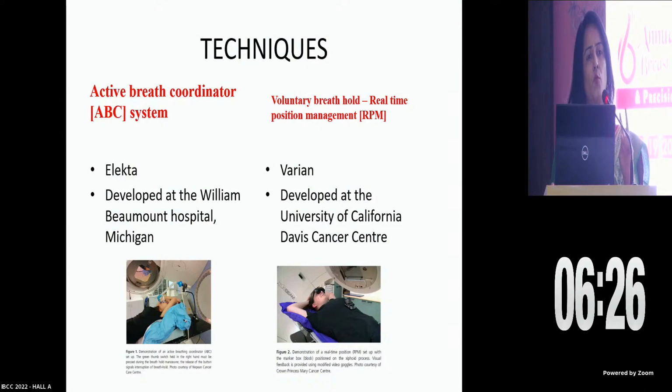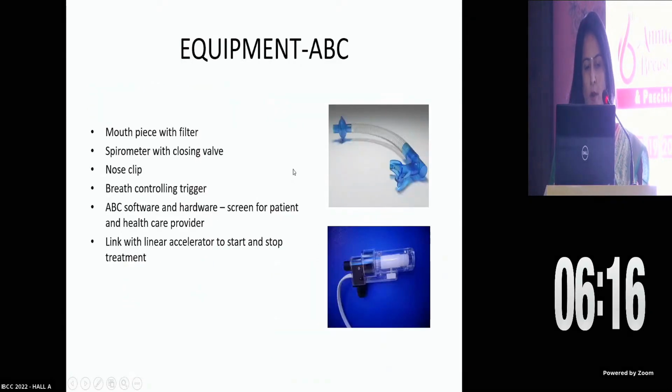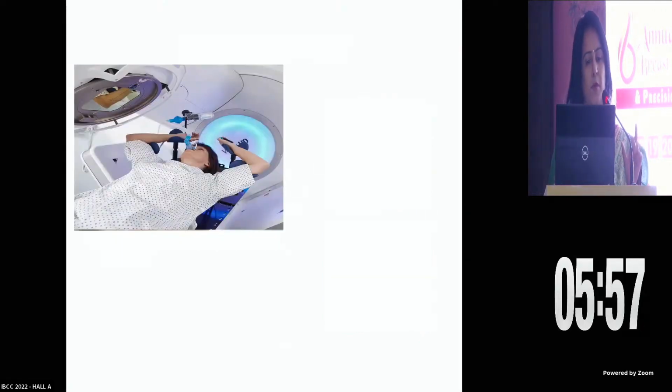If you see the two main important vendors in radiation, Elekta and Varian, they have different maneuvers for doing this DIBH. In Elekta, it is called the ABC system, and in Varian, it is called the RPM. In the Elekta ABC system, we have a mouthpiece with a filter, a spirometer with a closing valve, a nose clip, and a breath controlling trigger, all connected to software and hardware which will screen and show the respiratory pattern. After we have decided, the radiation will be given in that pre-decided respiratory pattern only.